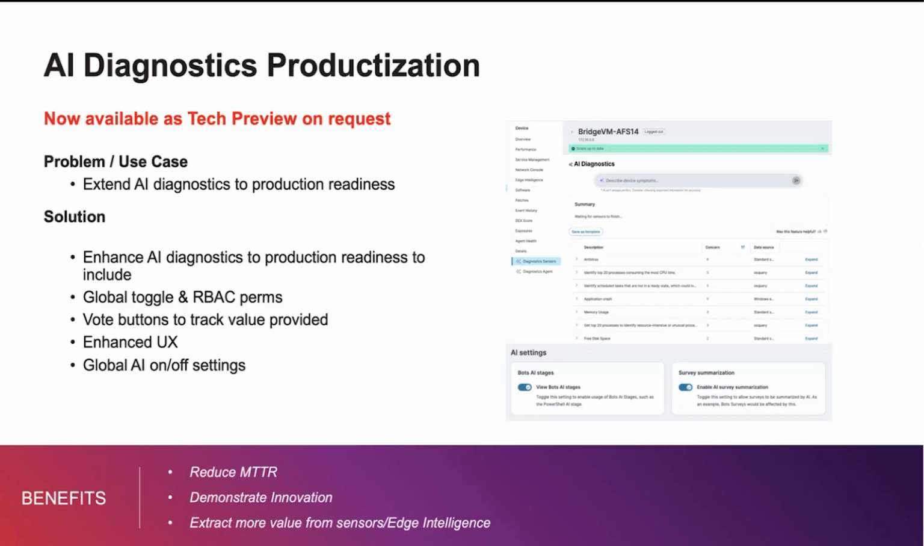This gives the capability to toggle both the AI PowerShell within bots, so the AI PowerShell generative script creation capability, this AI diagnostics capability, as well as survey summarization, which is already in the product, but we wanted to backport and make sure there's a control in there so customers are empowered to toggle that on or off. In addition to that, there's RBAC as well. Once you've enabled it, you can then go into your roles and make sure that the required roles have the capability enabled as well.